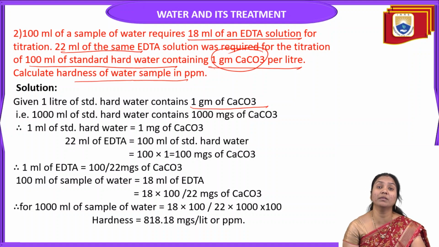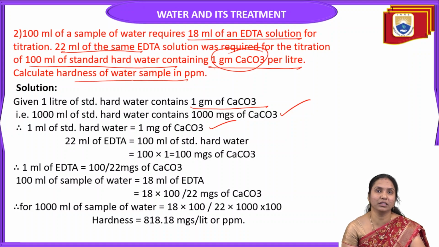So 1000 ml, or 1 liter, equals 1000 ml. So 1000 ml of standard hard water contains 1000 milligrams of CaCO3. So 1 ml of standard hard water equals 1 milligram of CaCO3.